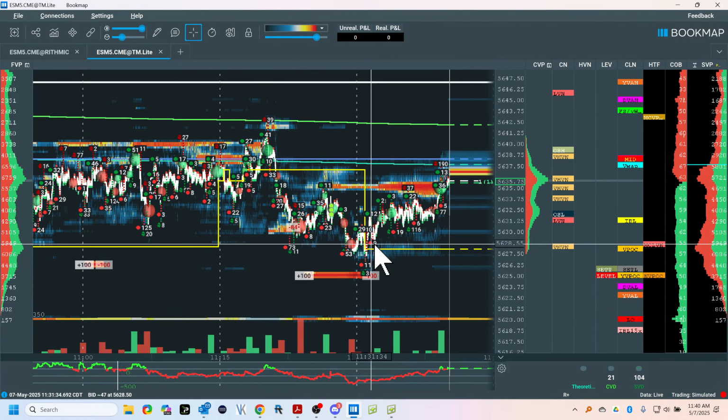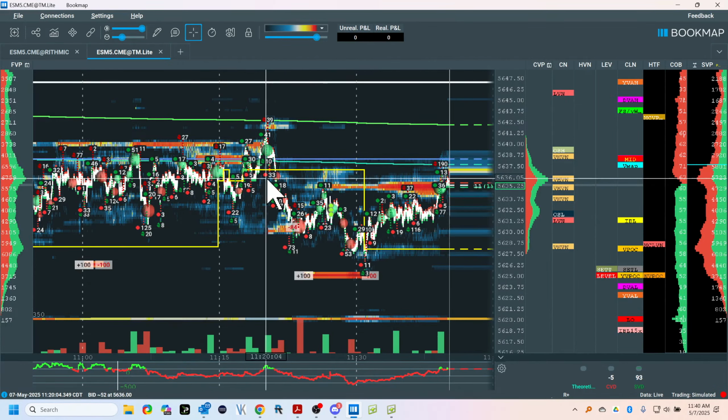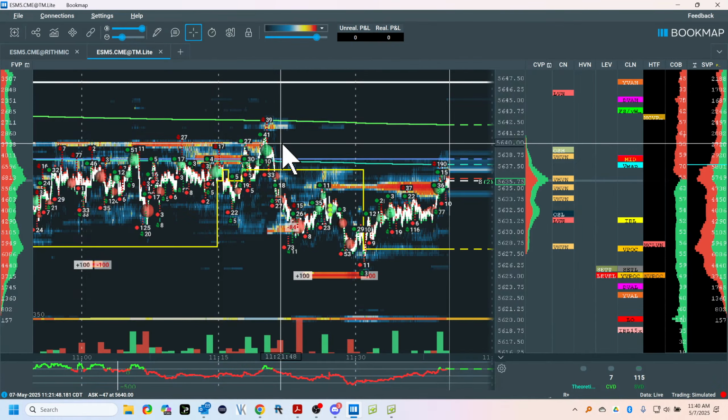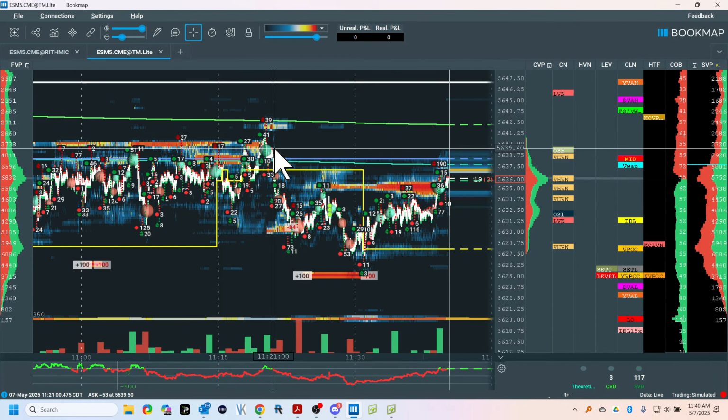That could be good. But as far as the business of trading, you need to know what you will do at specific locations, not what the market will do, what you will do.